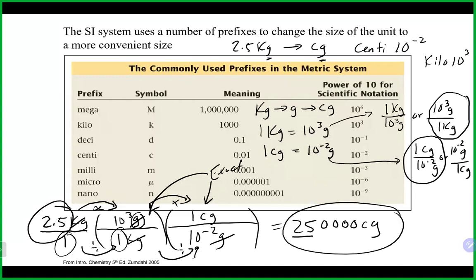That is a big number because centigrams is a smaller unit than kilograms. So you should have more of the smaller unit than you do of the bigger, right? So again, that is how we get there.